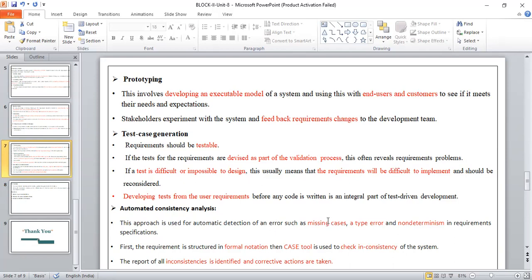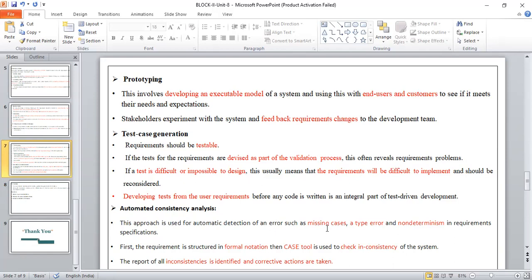First, the requirement is structured in formal notation. When requirements are gathered from the clients and the customer, they will be informal, in natural language. After collecting the requirements from the client or the customer, they should be converted to a structured format. Therefore, they should be structured in the formal notation, and then these requirements can be applied to the CASE tool.